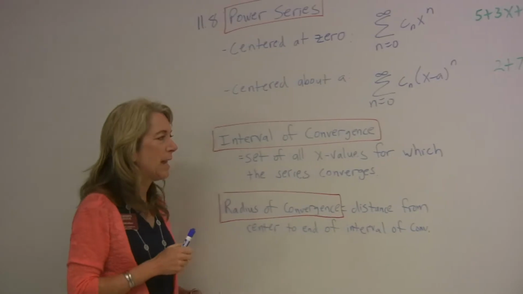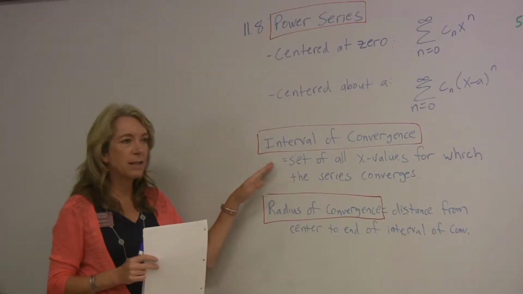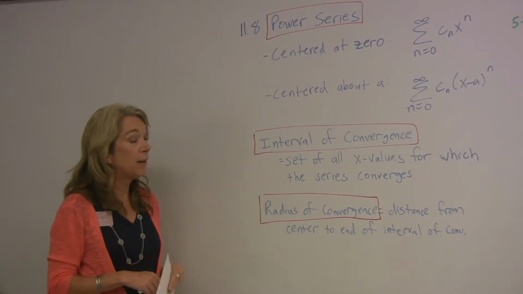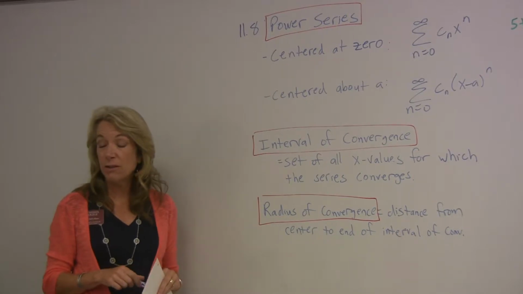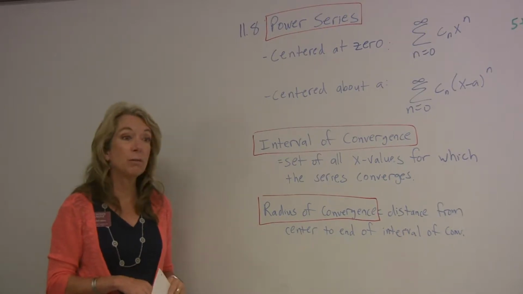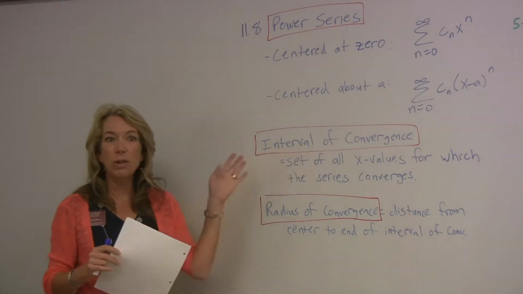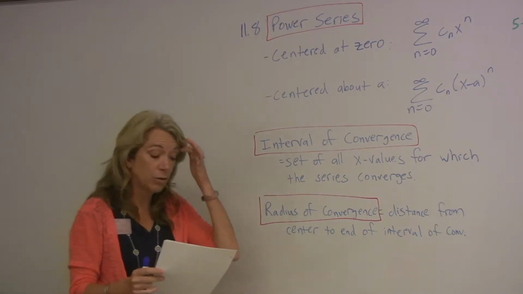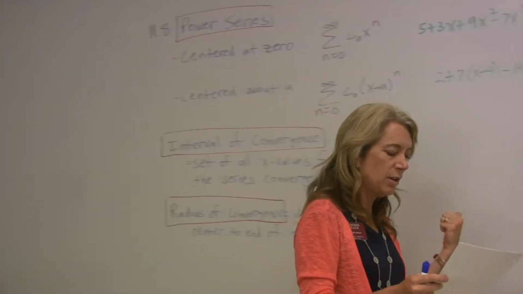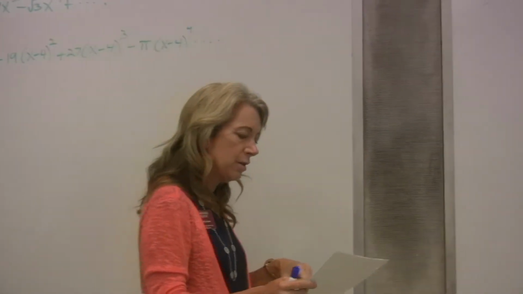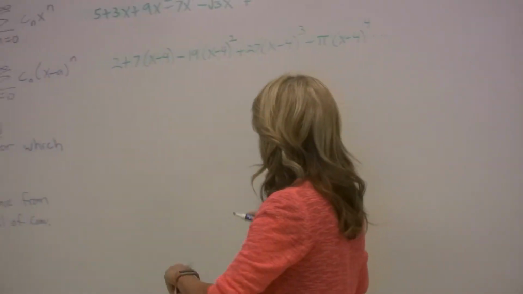Without an example, I can't quite totally show you what that is. But for some x values, the series will converge, and for some they won't. And so we're going to describe what the x values are that make it converge. Now I'm actually going to show you an example of that first, before we go on to the rest of this vocabulary. So let's do a real generic one.